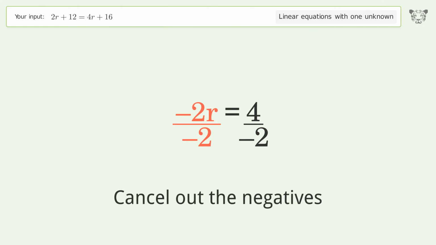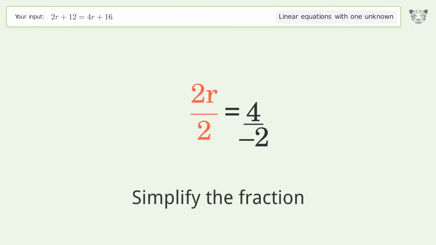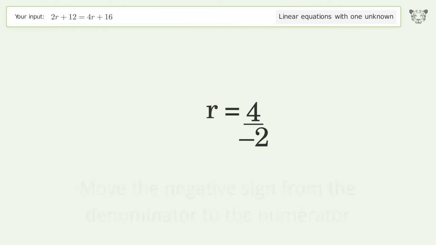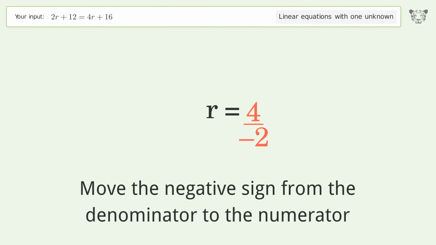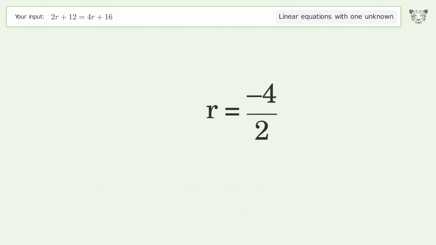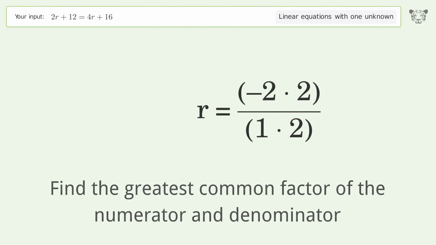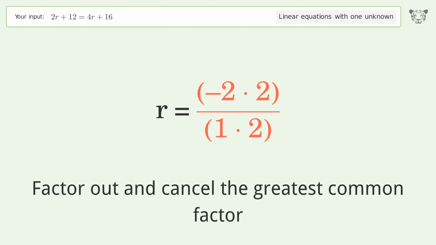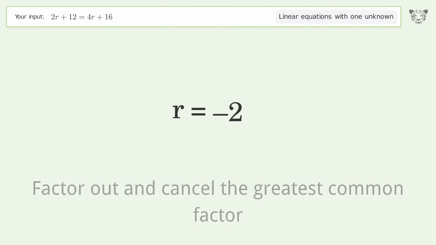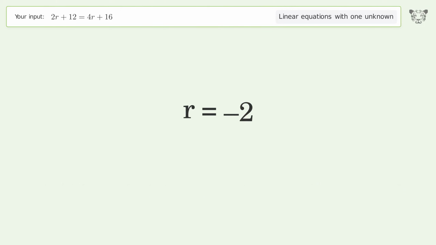Cancel out the negatives. Simplify the fraction. Move the negative sign from the denominator to the numerator. Find the greatest common factor of the numerator and denominator. Factor out and cancel the greatest common factor. And so the final result is r equals -2.